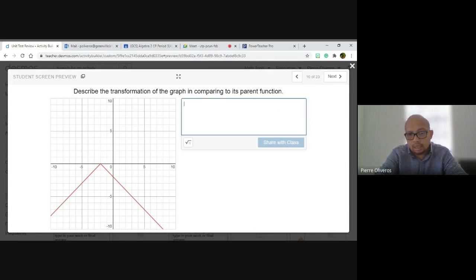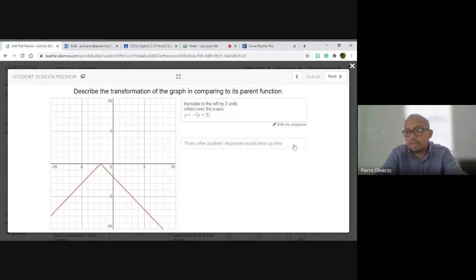Very simple, right? Here, where does it move? It moves to the left. So you can say translate to the left by 2 units. And also, since it opens downward, you can say it reflects over the x-axis. And if you ask me for the equation, hit this button here, type math. Y is equal to negative, because it opens downward, absolute value of x, and since it goes to the left, it's plus 2. Close. Share with the class, very easy.